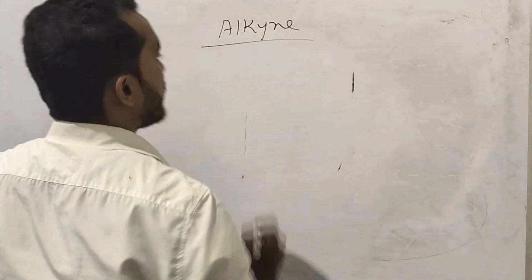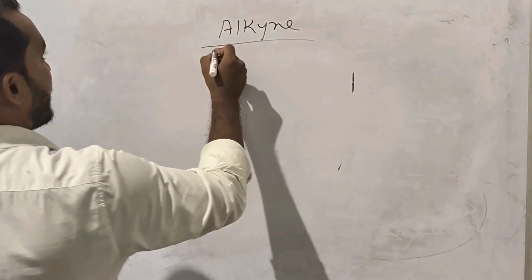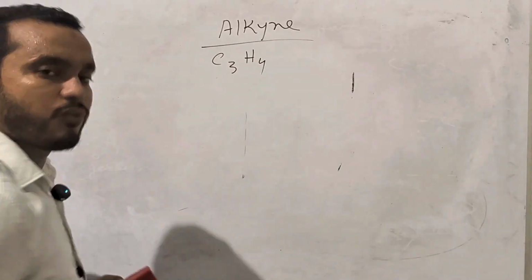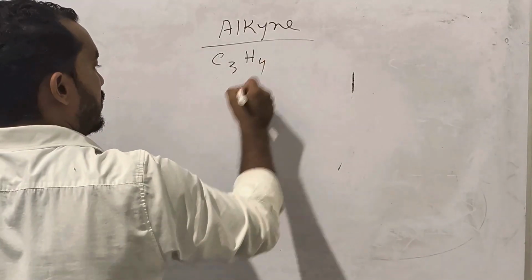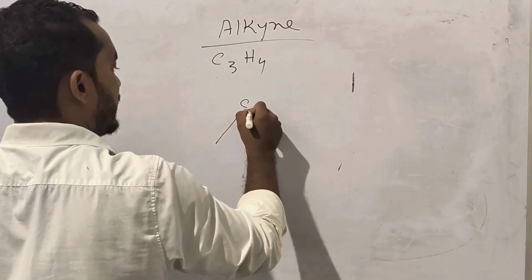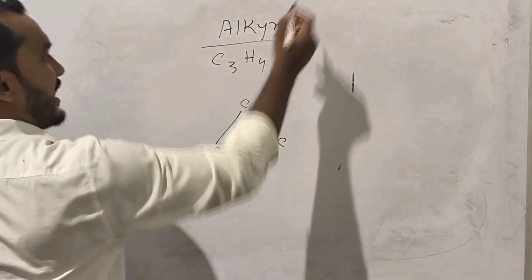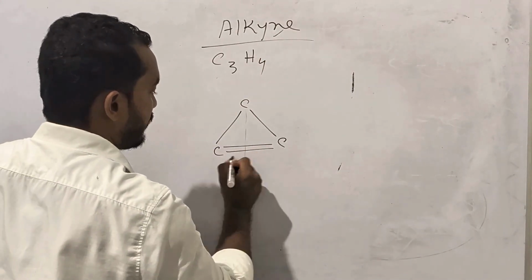Alkyne. What is the third member of the alkyne? That is propyne, C3H4. Okay, so if I draw the ring structure of propyne.